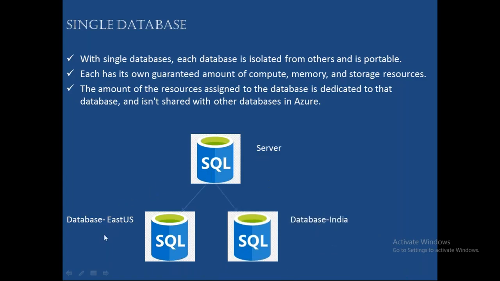Now, if I increase the memory and compute for this database, only this database is going to use all of this compute and memory. If I increase compute and memory for this particular database, only this database is going to use them. That's why this is a single database. It is called a single database because whatever you are doing will be reflected in only one database. These resources will not be shared between these two databases. That's why it's a single database.